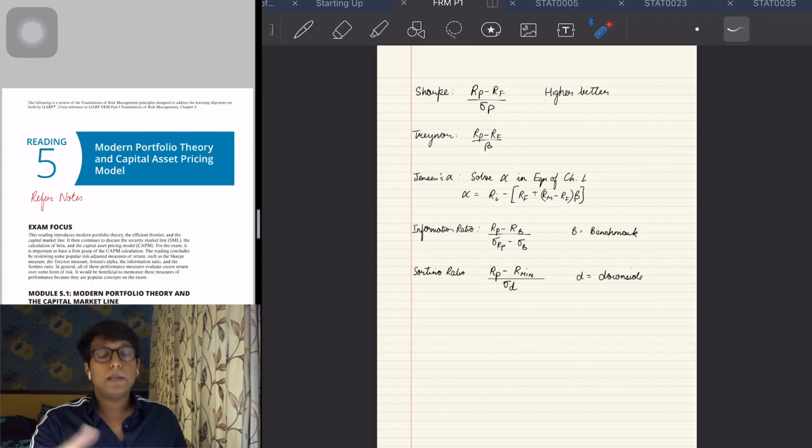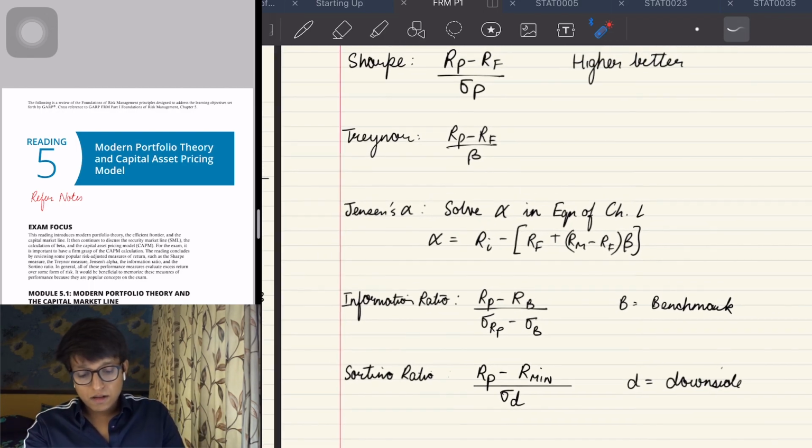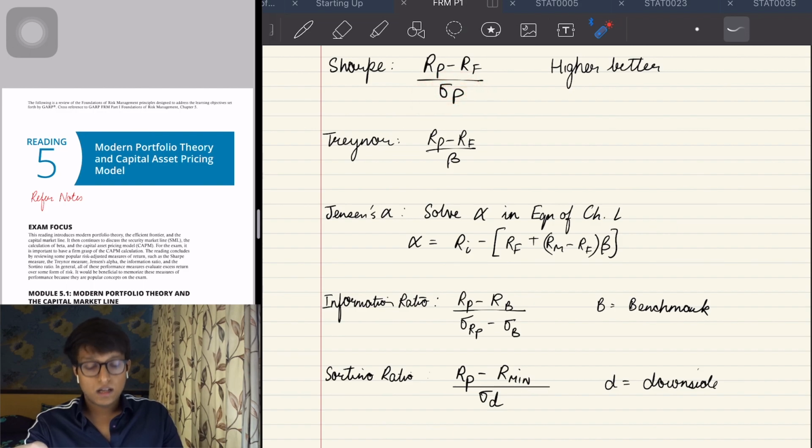Because why should the manager be penalized? The risk is basically a penalty since it is in the denominator. So why should he be penalized for high returns? He should only be penalized for very low returns. So that is why we only consider the sigma d.